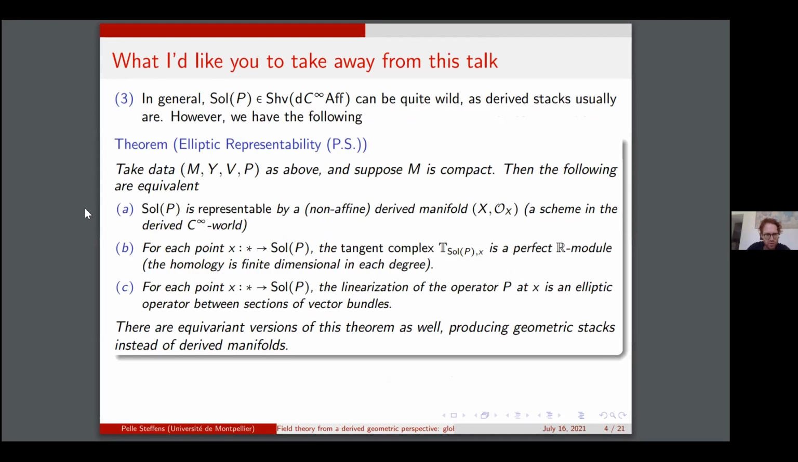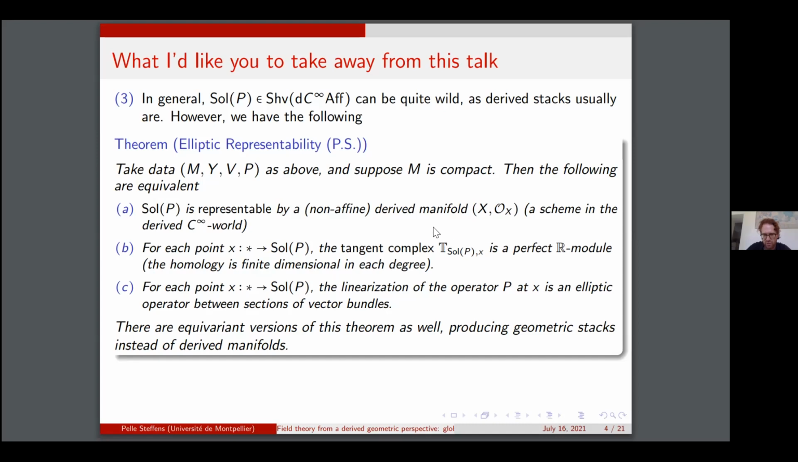So the most important thing I should convey to you today is that in good cases, so when M is compact, this object, the solution space, is in fact almost representable. It's not quite representable by an affine, but basically representable by a scheme-like object. So it's constructed by gluing along equivalences of affines, if and only if you check a pointwise condition, that at each point the space of solutions is in some sense finite dimensional.